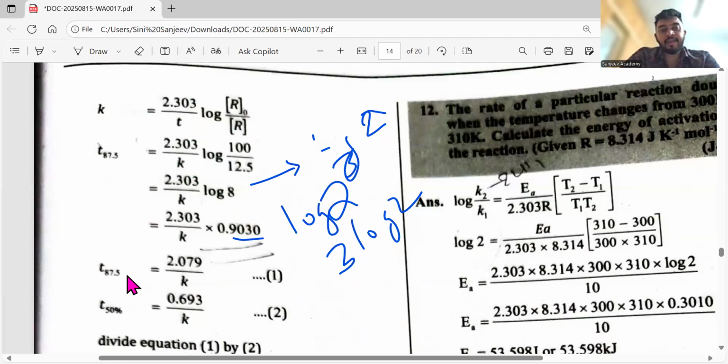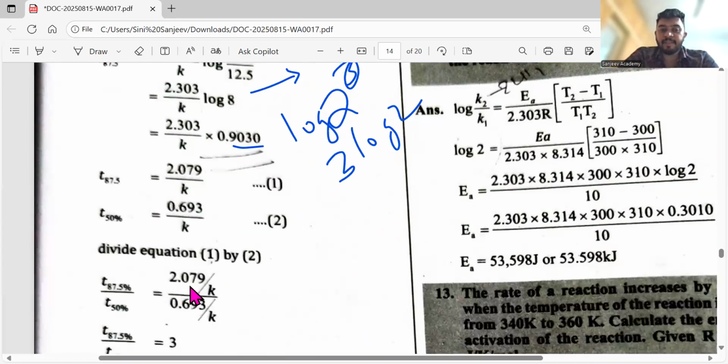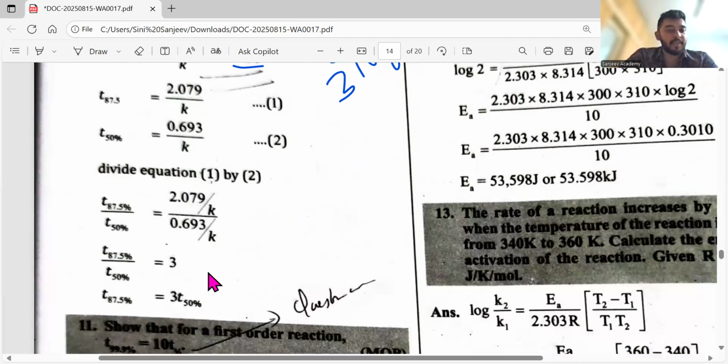So you get T 87.5% as this. And for T 50%, the half-life, the formula is already known, 0.693 by K. Then divide equation 1 by equation 2 and we'll get the ratio. Once you get the ratio, substitute and that's it. Done.